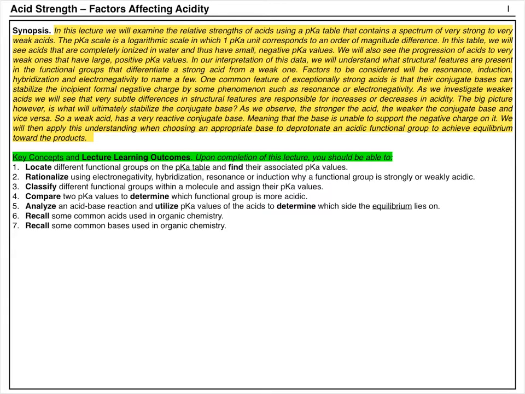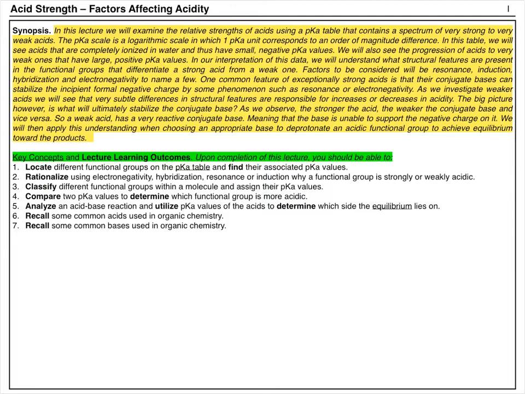In this Organic Chemistry 1 lecture, we will examine the relative strengths of acids using a pKa table that contains a spectrum of very strong to very weak acids. The pKa scale is a logarithmic scale in which 1 pKa unit corresponds to an order of magnitude difference. In this table, we will see acids that are completely ionized in water and thus have small negative pKa values. We will also see the progression of acids to very weak ones that have large positive pKa values.